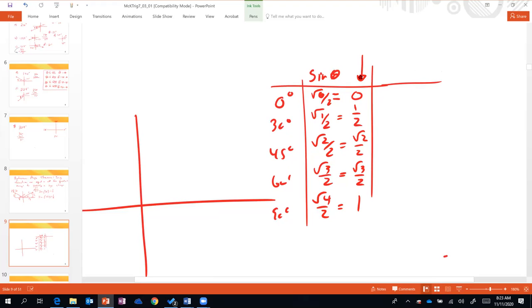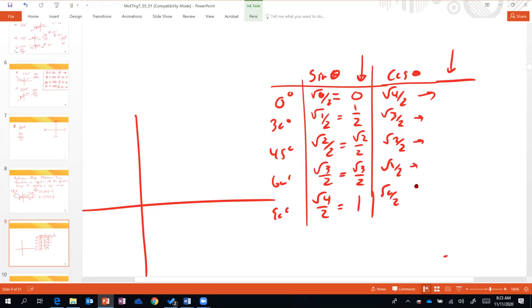So then cosine is going to work the exact opposite way, right? We start off from 90 and go back, so cosine theta is going to be the square root of 4 over 2 first. Then we go square root of 3 over 2, square root of 2 over 2, square root of 1 over 2, square root of 0 over 2, going backwards. So how about a 1 over here, a root 3 over 2 here, a root 2 over 2 here, 1/2, and a 0. Are we good? And as long as I know sine and cosine, am I good with everything else?